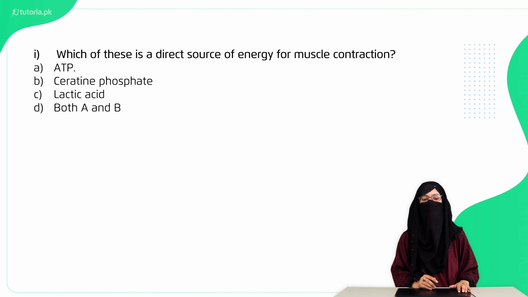Now we will discuss the MCQs of the chapter. The first question is, which of these is a direct source of energy for the muscle contraction? ATP, creatine phosphate, lactic acid, both A and B. The right option is option A, ATP.